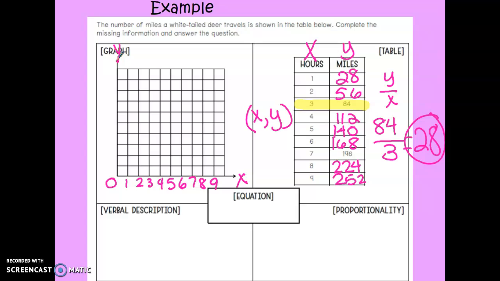Okay, so our y-axis, it's just going to be easier for us to stick with that constant of proportionality. Okay, we're going to number by 28. Okay, so 28, 56, 84, 112, 140, 168, 196, 224, and 252. All right, and then we're just going to take and plot these points on our graph.